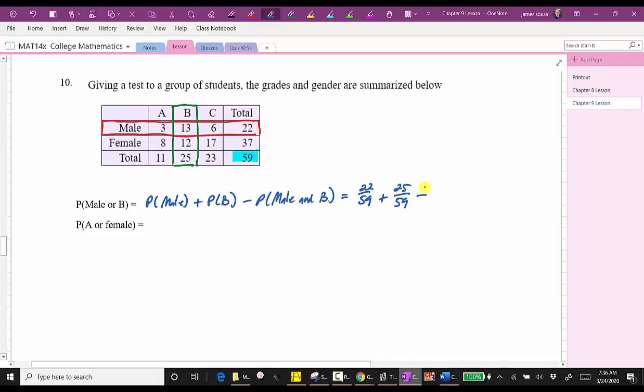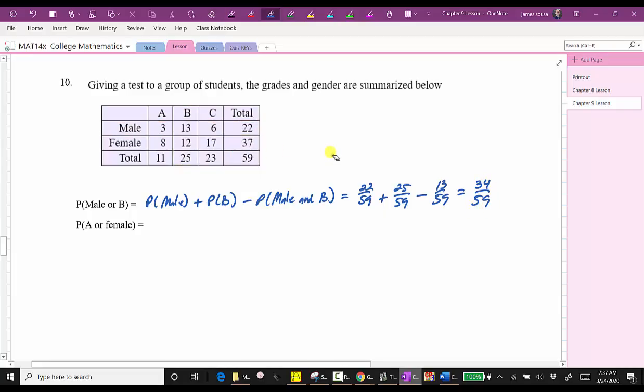And then we have minus the probability of a student being male and receiving a B, which are these 13 students here. We counted these 13 students in the male total as well as the B total, which is why we have to subtract this probability here. The probability of the student being male and receiving a B is 13 divided by 59. And 22 plus 25 minus 13 is equal to 34, giving us 34/59.